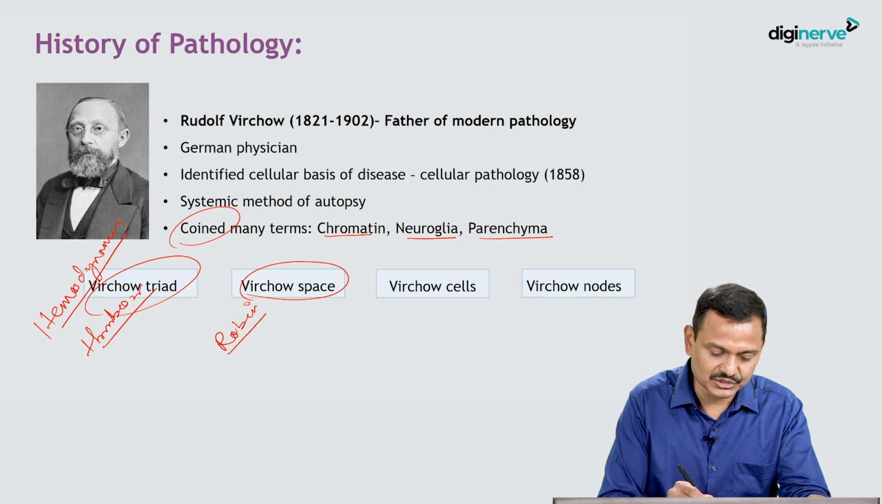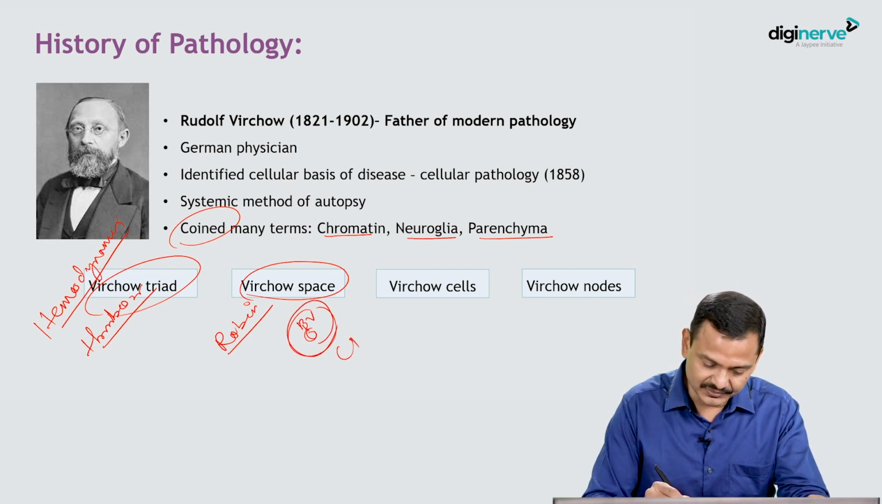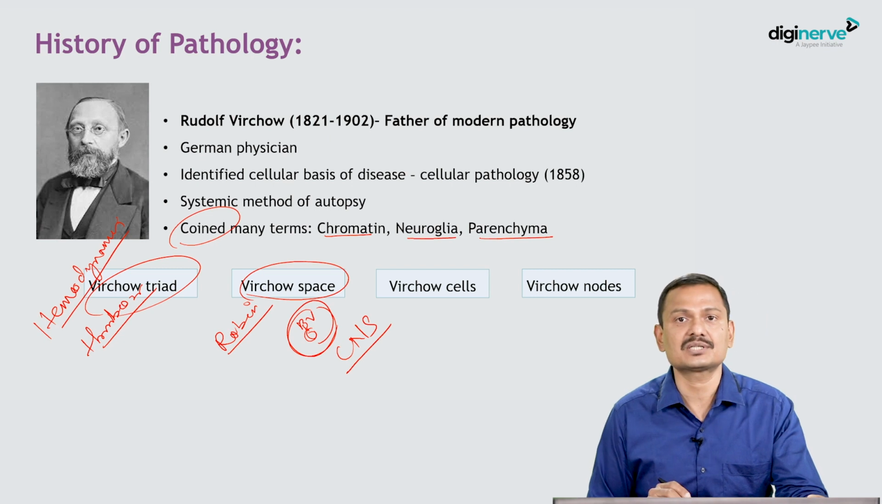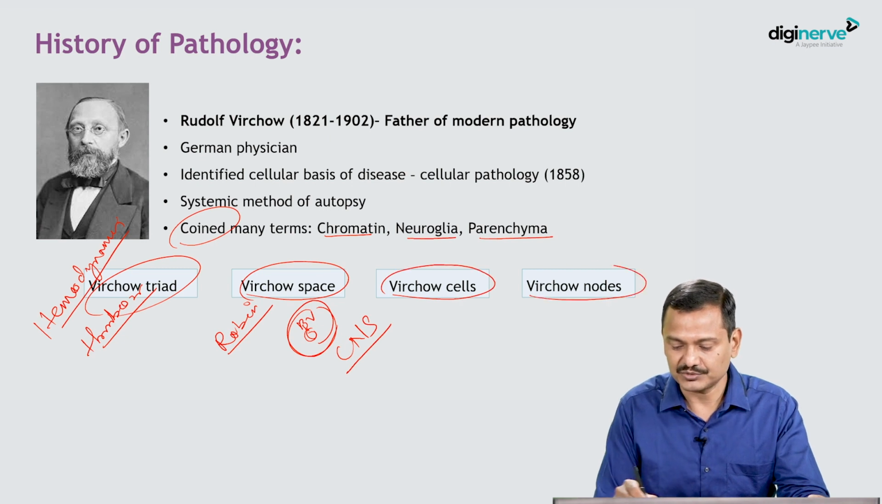Okay, so what is Virchow-Robin space? This is a space around the blood vessels. Okay, so this is the blood vessel. The space around the blood vessel in the brain or central nervous system is called Virchow-Robin space. Okay, now what are Virchow cells and what are Virchow nodes? These things also we will be discussing in our subsequent sessions when we are discussing details of pathology.